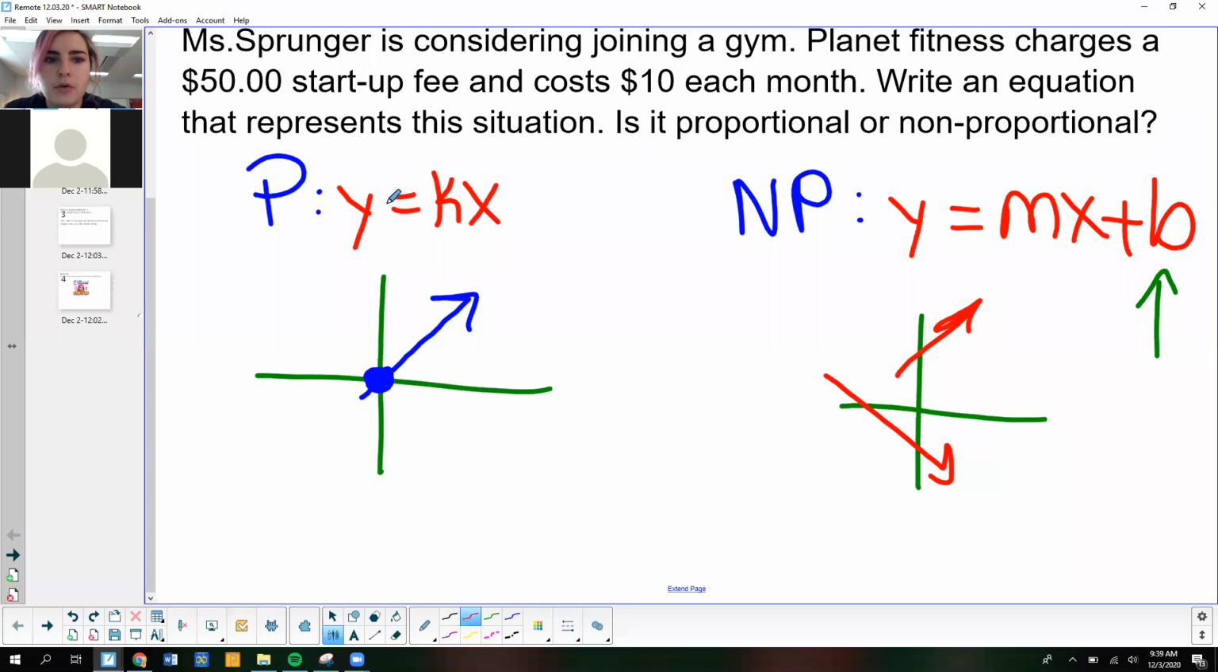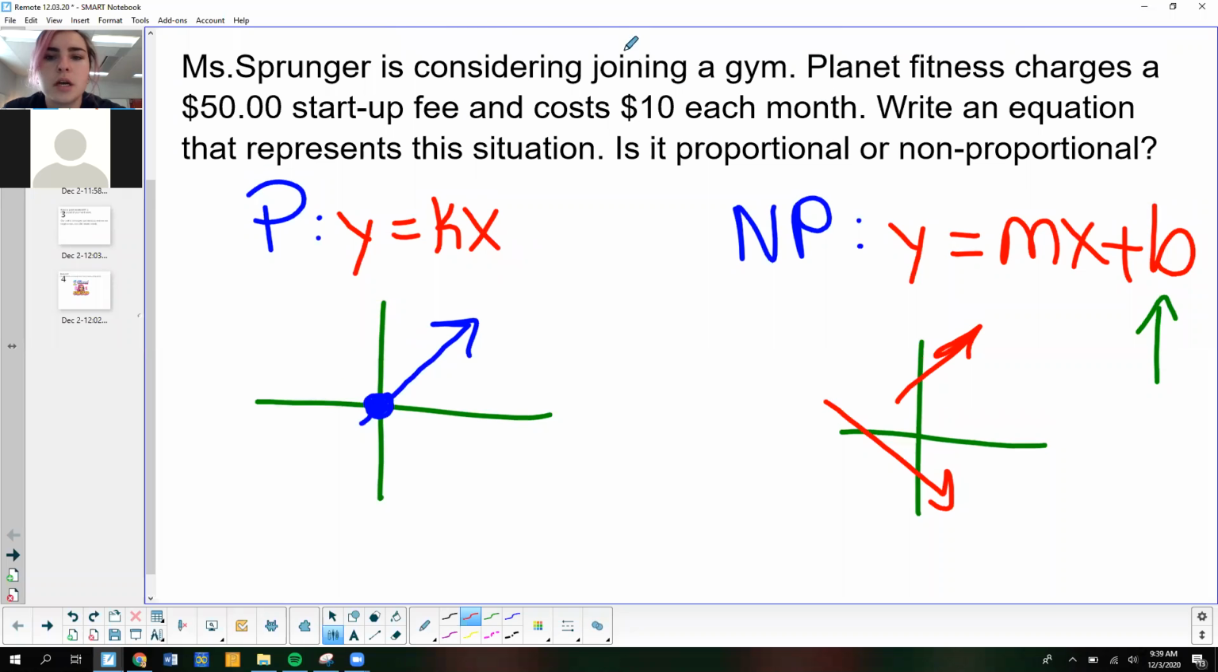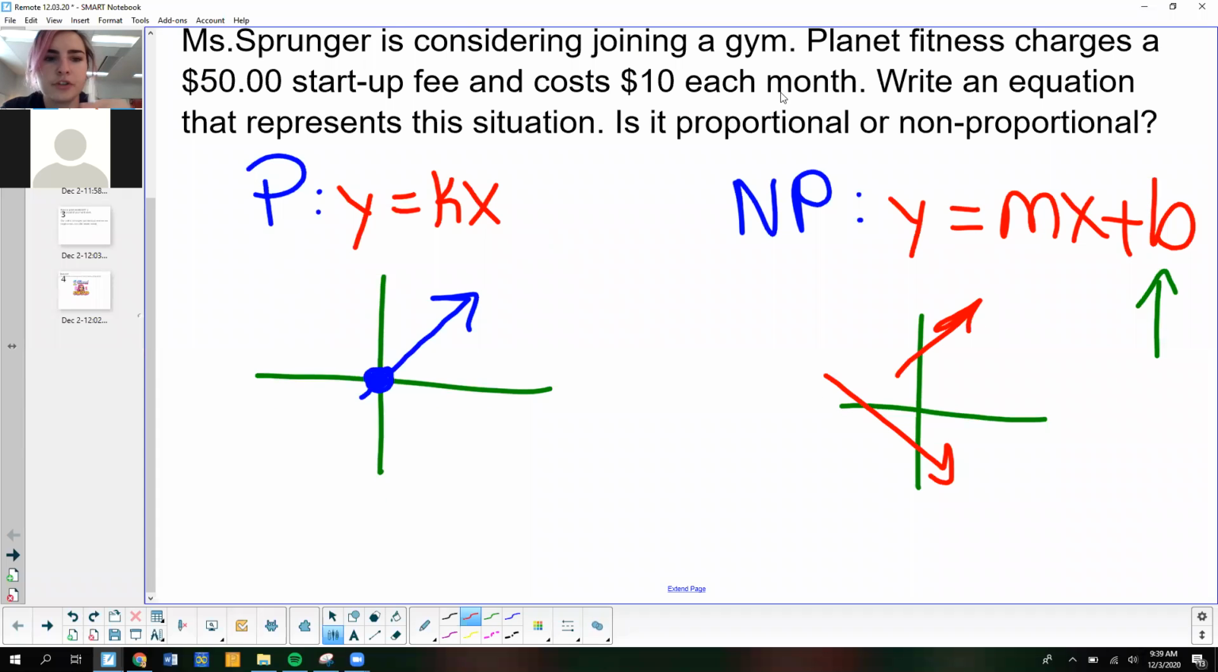All right, so those are just a few characteristics. So let's relate these ideas back to the problem. Planet Fitness charges a $50 startup fee, and then it costs $10 each month to join. So which value, 50 or 10, is going to be a constant? So not being impacted. So a one-time fee. Which one is the one-time fee? 50 or 10? Write it in the chat.